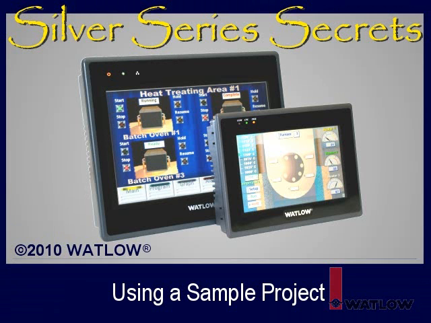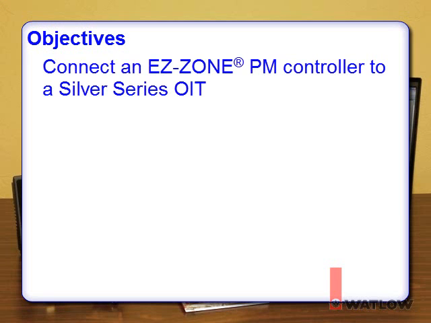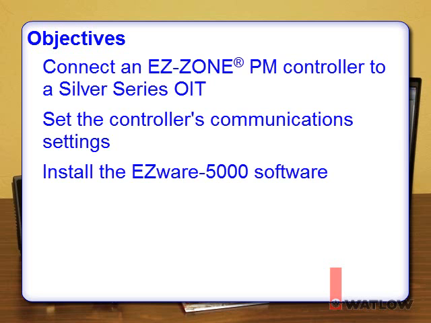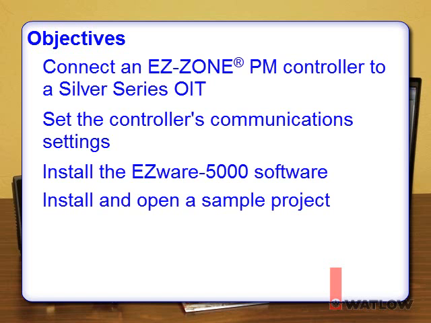Welcome to Silver Series Secrets, the video tutorial series that helps you use Silver Series operator interface terminals with other Watlow products. In this installment, you will learn how to connect an EasyZone PM controller to a Silver Series OIT, set the controller's communication settings, install EasyWare 5000 software, install and open a sample project, and modify the sample project.